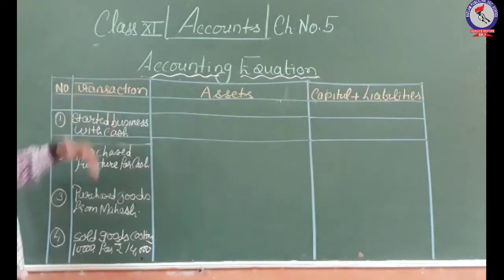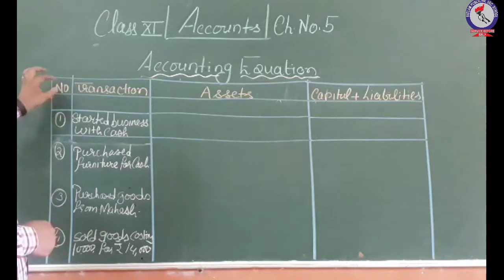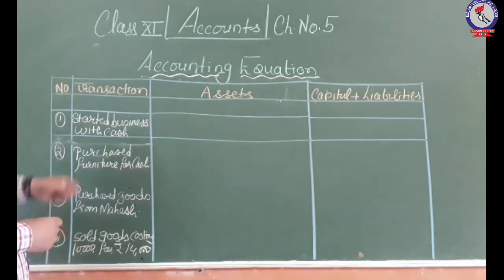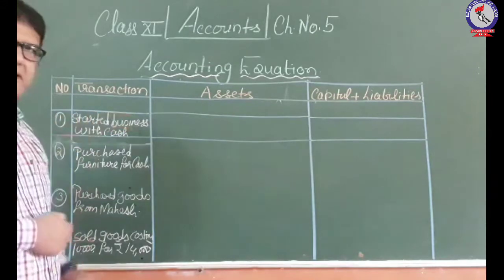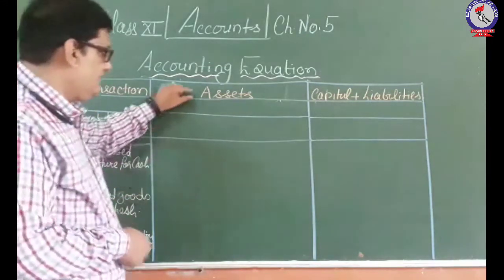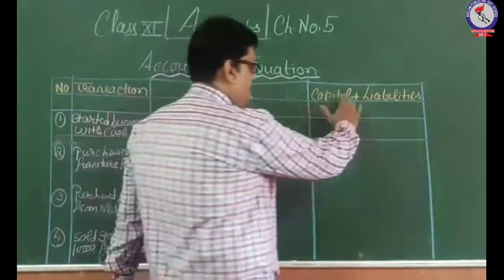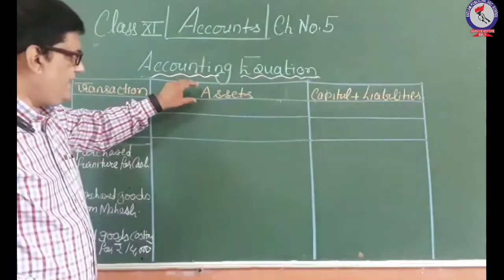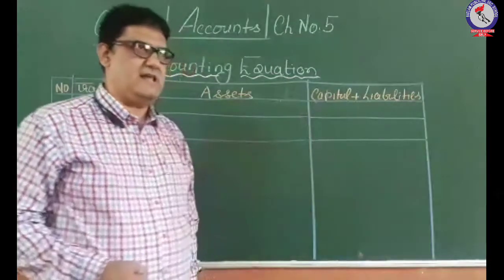In the accounting equation format, this is the statement of accounting equation. The first column will be the serial number. The second column will be the transaction, which means you have to mention the activity you have done. The third column is related to the assets, and then there is the column of capital plus liability.